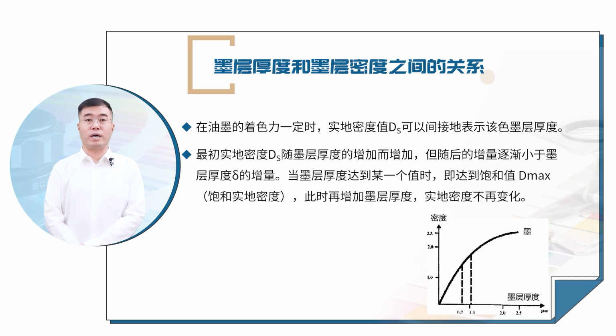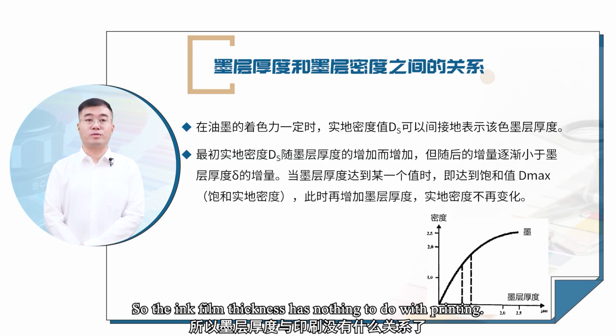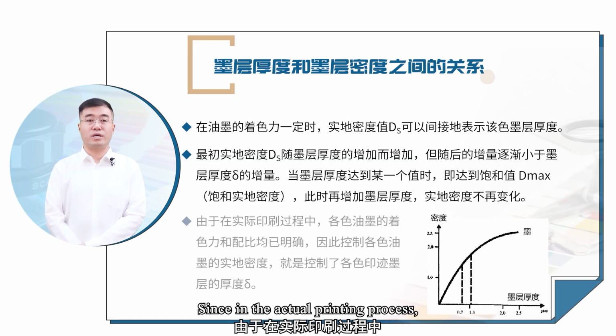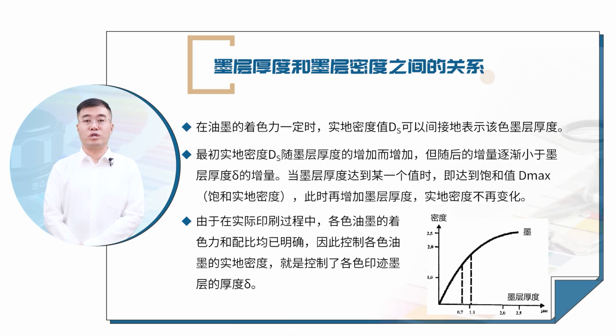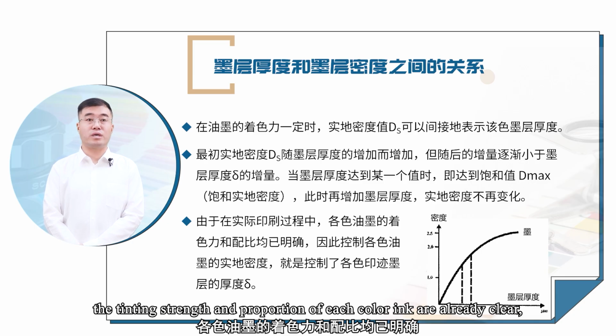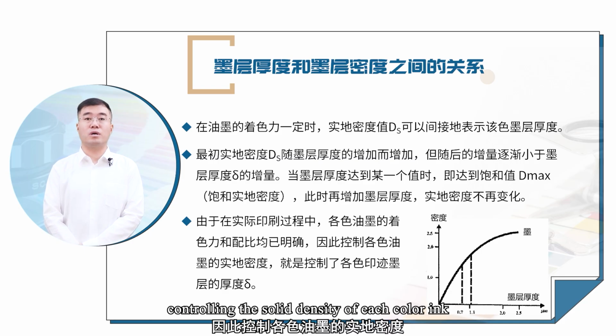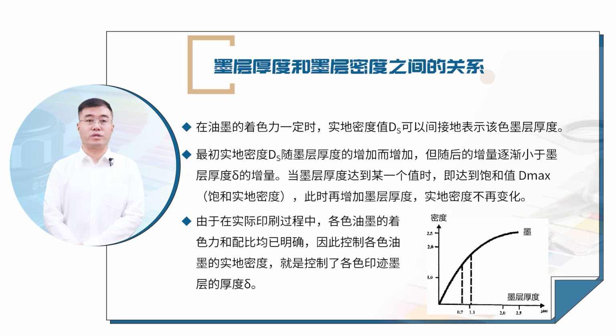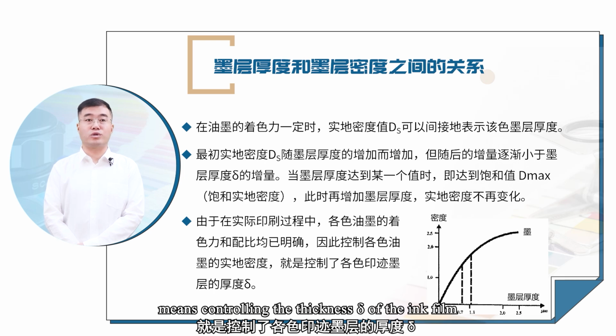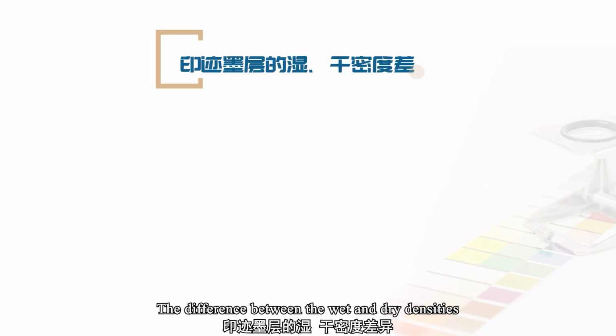longer change. So the ink film thickness has nothing to do with printing, since in the actual printing process, the tinting strength and proportion of each color ink are already clear. Controlling the solid density of each color ink means controlling the thickness delta of the ink film of each color impression. The difference between the wet and dry densities of the ink film of the impression.